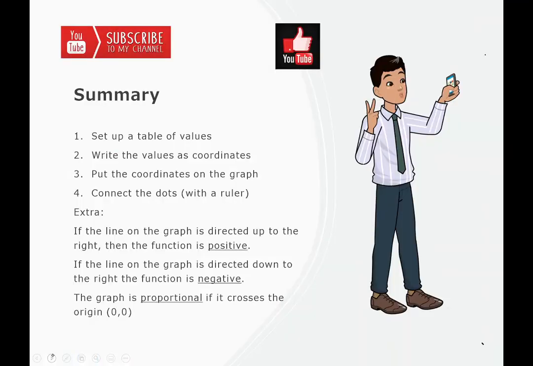So let's recap what we did today. The first step, we set up table values. We set up a t-chart. In one column we have x, in the other we have y. We choose values of x because, well, those are the independent variable. And we calculate values of y because they depend on the value of x. We write these values as coordinates or as ordered pairs where x comes before y. We're going to put those coordinates on the graph. Then we're going to connect the dots with our rulers and place arrows at the end of the lines. That's all you need to know.